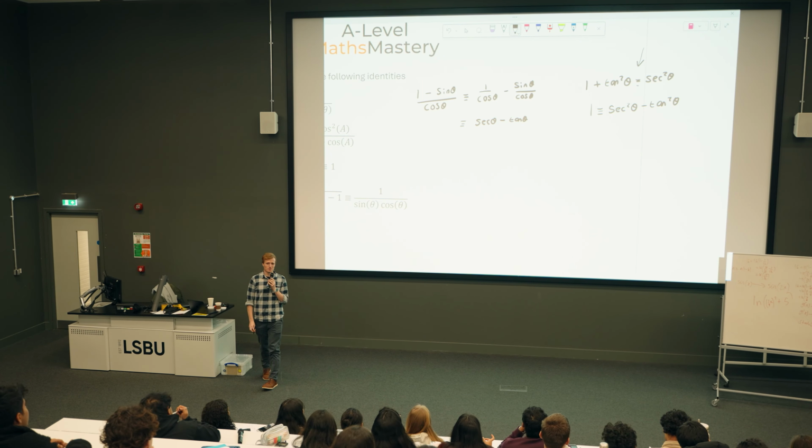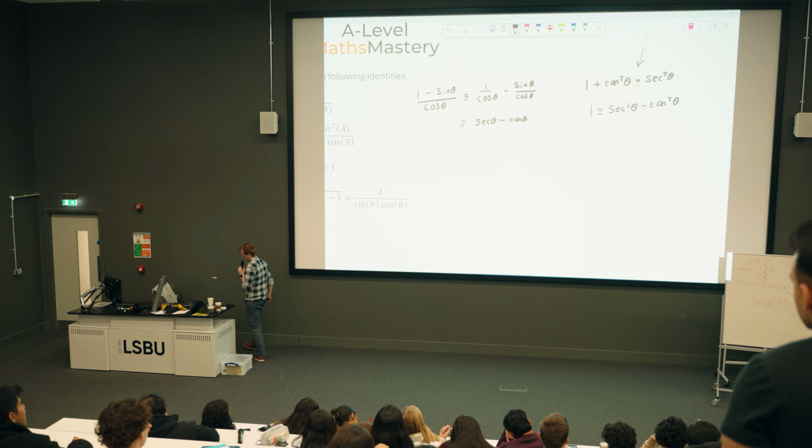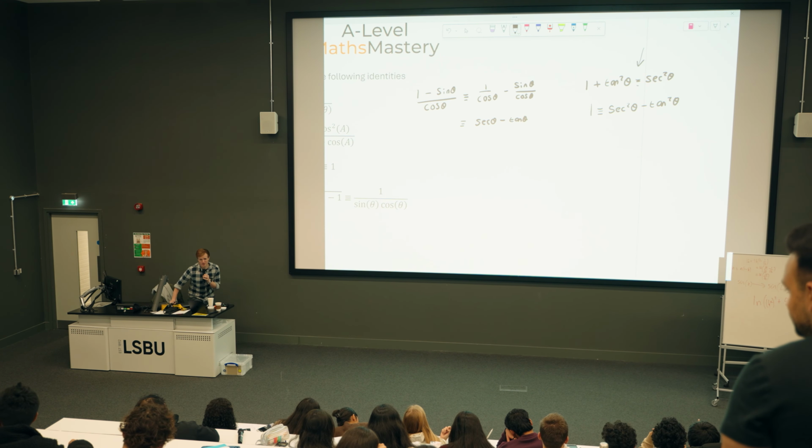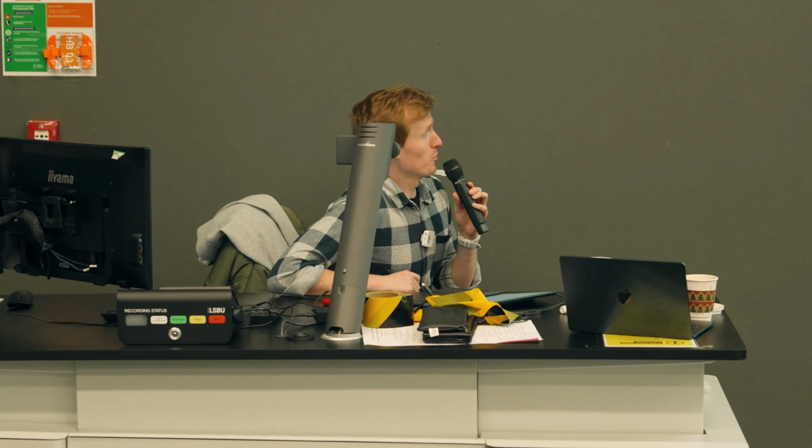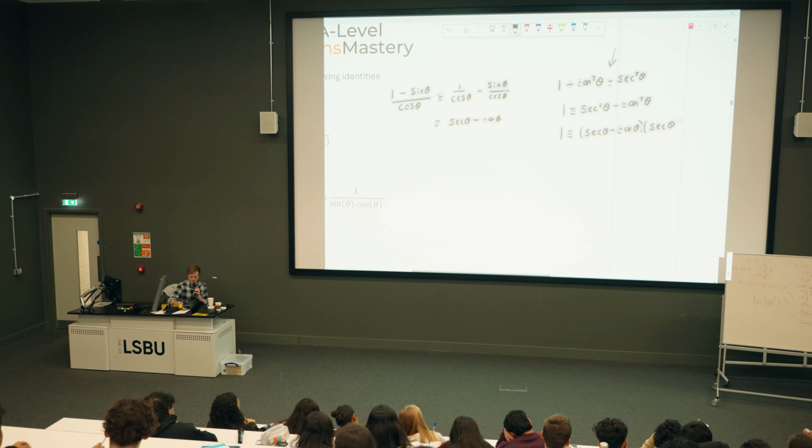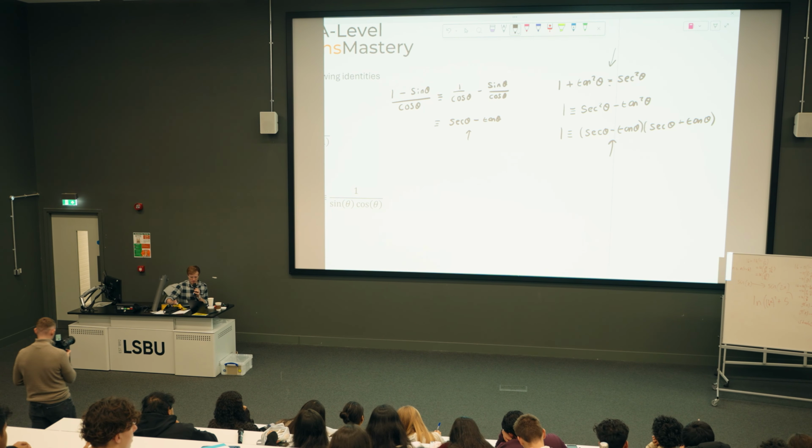Does anyone know what I can do to that right-hand side? Anyone think they know? It's tricky to spot. I've seen them use this in a few questions for Pythagorean trig. They like to do this. So there it is, plus tan theta. So this is still an identity at the moment. We currently have this. There it is in our identity.